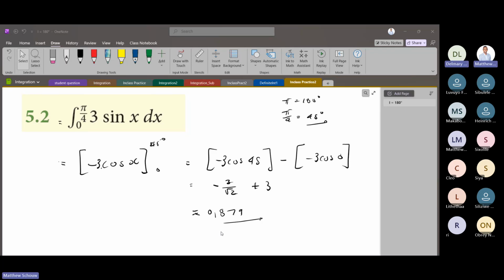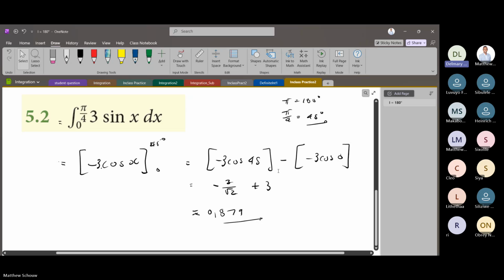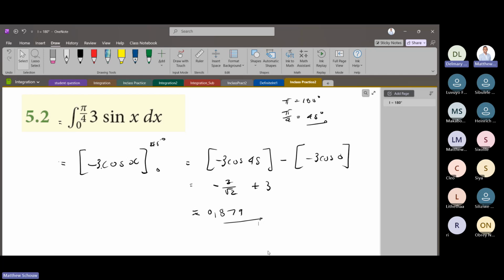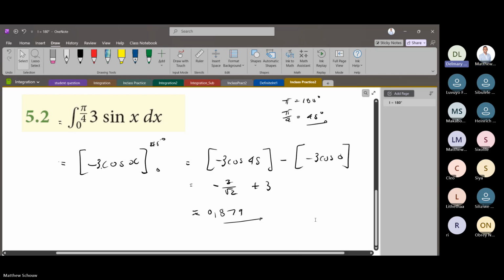Damari, Heinrich, Sibulele. I got minus 5.121. Okay, because it's minus 3 cos, and that one minus outside, it's going to be plus 3 cos. Yeah, but I'm saying it's minus. I don't know why I got that answer and you got a different one.